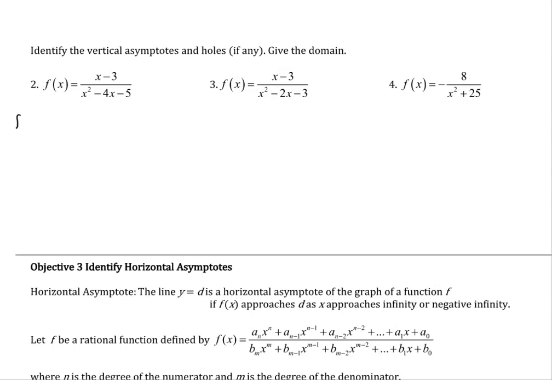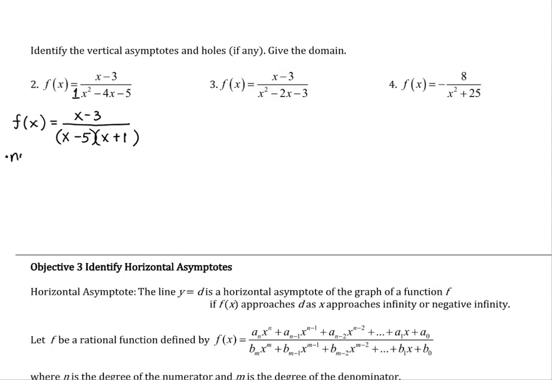So in example 2, our numerator is something that is linear, x minus 3, so that's not going to factor. But our denominator is quadratic and it can be factored. Because a is equal to 1 in this case, we can look for two numbers that multiply to negative 5 and add up to negative 4, and those numbers are negative 5 and positive 1. So I have the denominator factored. The numerator we can see is x minus 3.